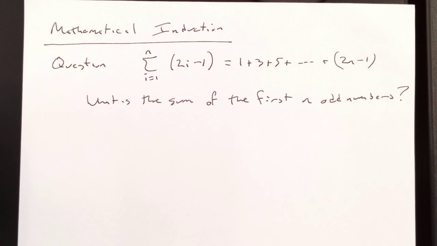Moving on to the next. Chapter 5, sections 1 and 2 together. I'd like to answer this question. What is the sum of the first n odd numbers? But before I address this question directly, let me ask you a more general question. What's the difference between inductive reasoning and deductive reasoning?